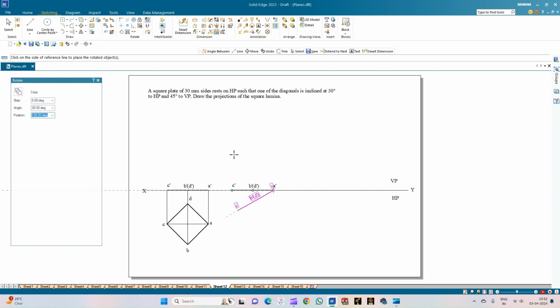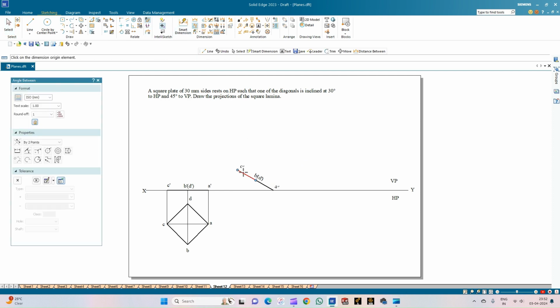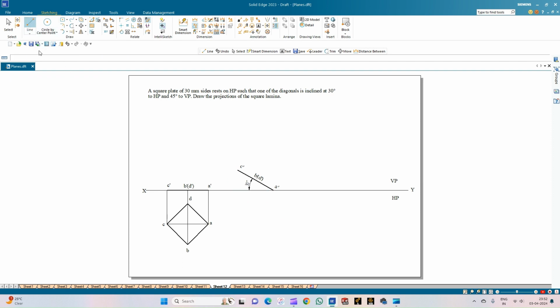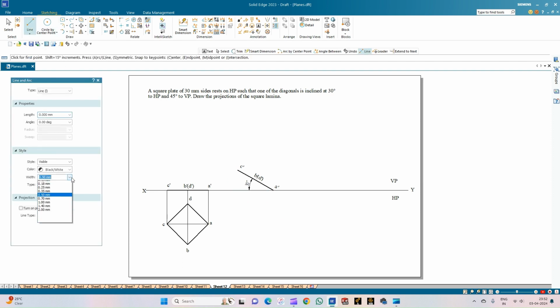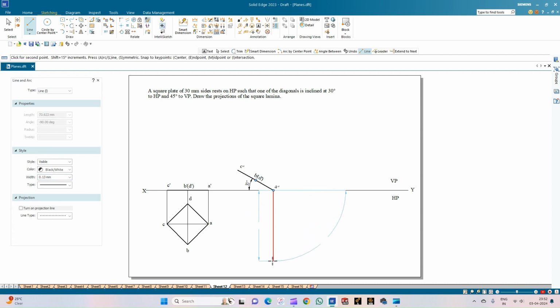So it is asking the direction either in the HP or VP, but the inclination is with respect to the HP, so it has to be in the VP like this. So now we can just measure the angle, which is equal to 30 degrees. And now let us draw the projectors downwards. So select a projection line of thickness 0.13 mm and draw the projections from all the corners.